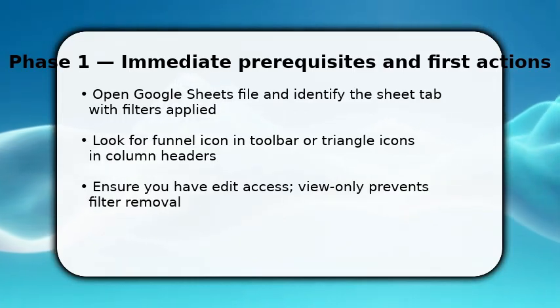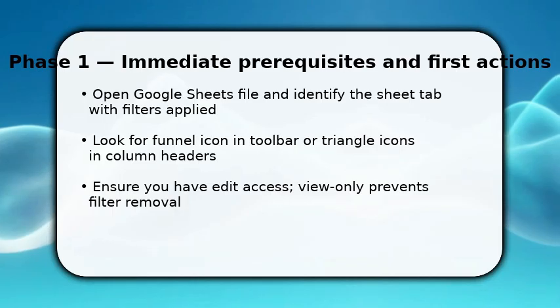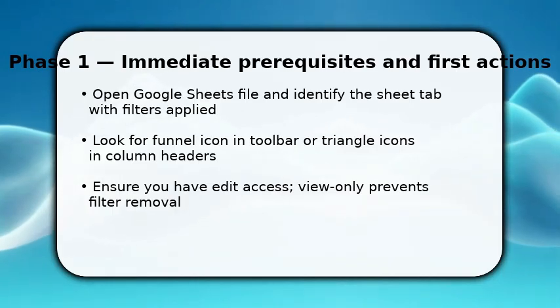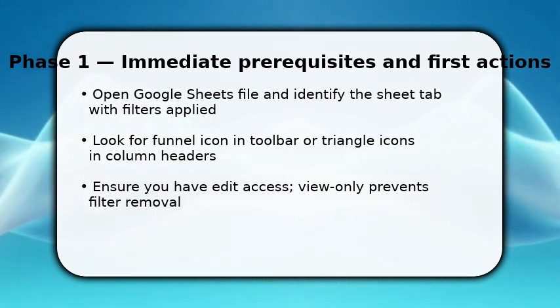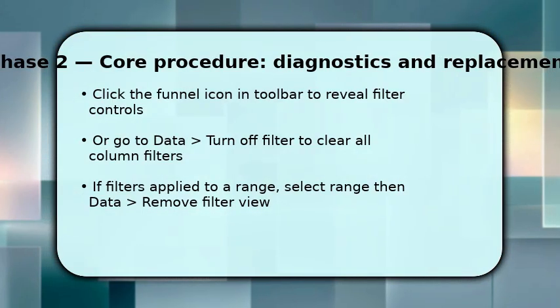Next, select any cell inside the filtered range so Sheets knows which filter to target, and make sure the entire data range is visible to avoid accidental row omission. You can remove filters two ways.